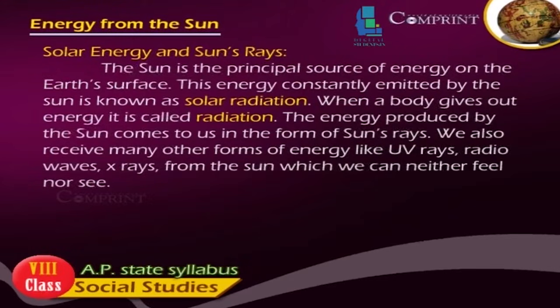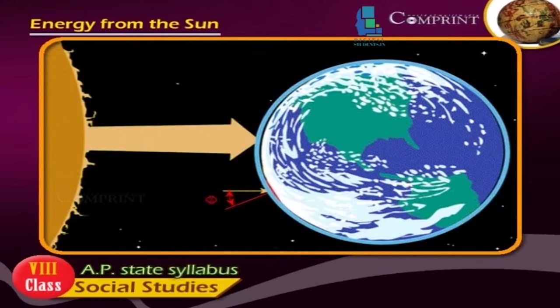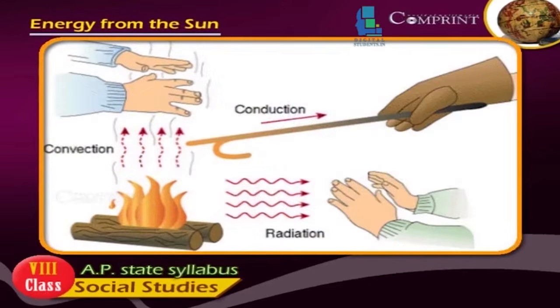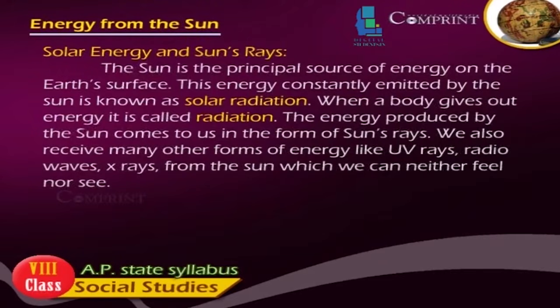Solar energy and sun rays. The sun is the principal source of energy on the earth's surface. This energy constantly emitted by the sun is known as solar radiation. When a body gives out energy, it is called radiation. The energy produced by the sun comes to us in the form of sun's rays. We also receive many other forms of energy like UV rays, radio waves, and X-rays from the sun, which we can neither feel nor see.